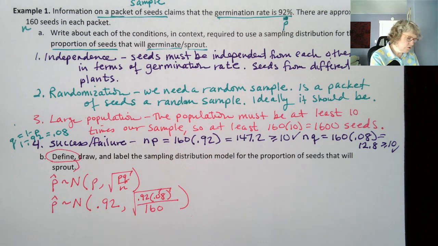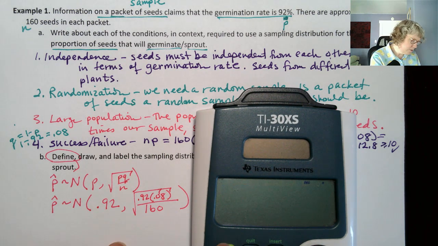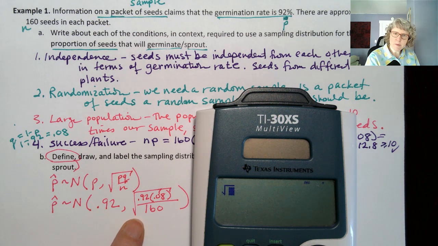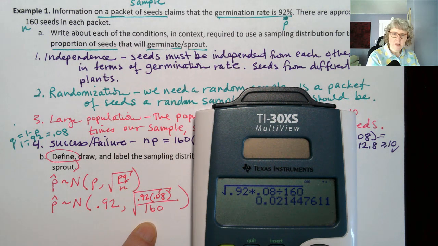We're going to use this to draw our model, or we can put it into Staplet, either one, now that you've practiced using the normal model. Okay, so I'm going to put in square root 0.92 times 0.08 divided by 160. I can do this all in a row because multiplication and division go left to right, and it's all under the square root symbol. Now I'm going to keep 4 decimal places to put this in Staplet, to keep it very accurate. So 0.0214.